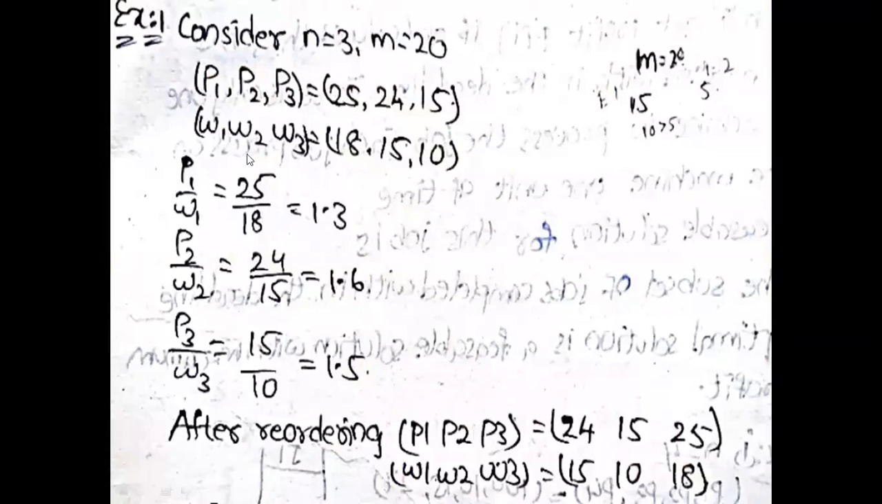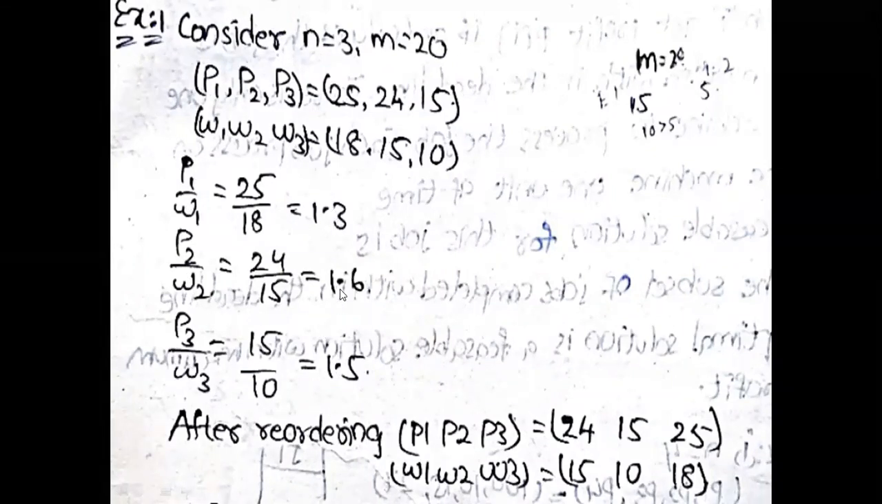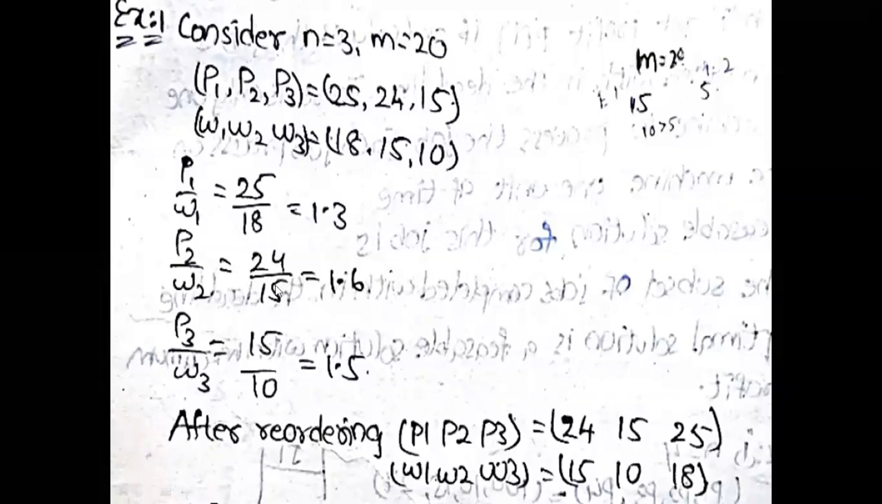The algorithm is implemented using the example P1, P2, P3 equal to 25, 24, 15, and W1, W2, W3 equal to 18, 15, 10. Find the P of I by W of I values, P1 by W1, P2 by W2, P3 by W3, that is 1.3, 1.6, and 1.5. Reorder the objects in decreasing order of P of I by W of I. First 1.6, that is 24.